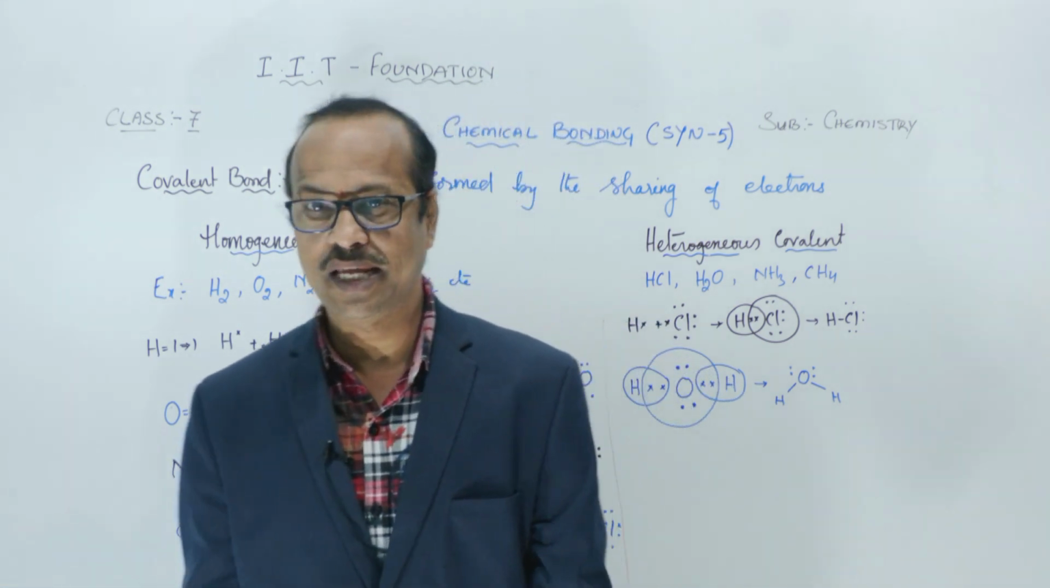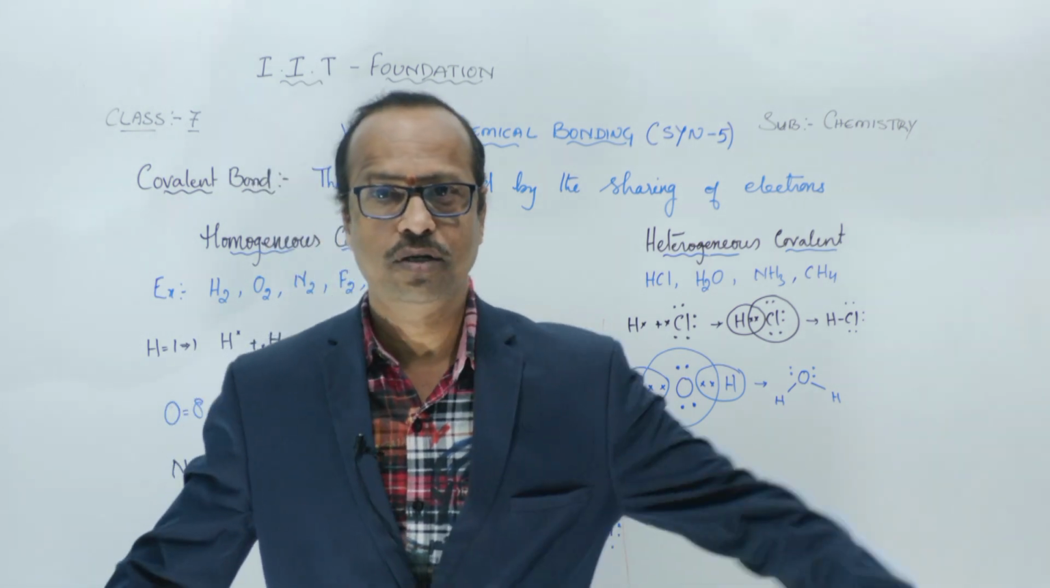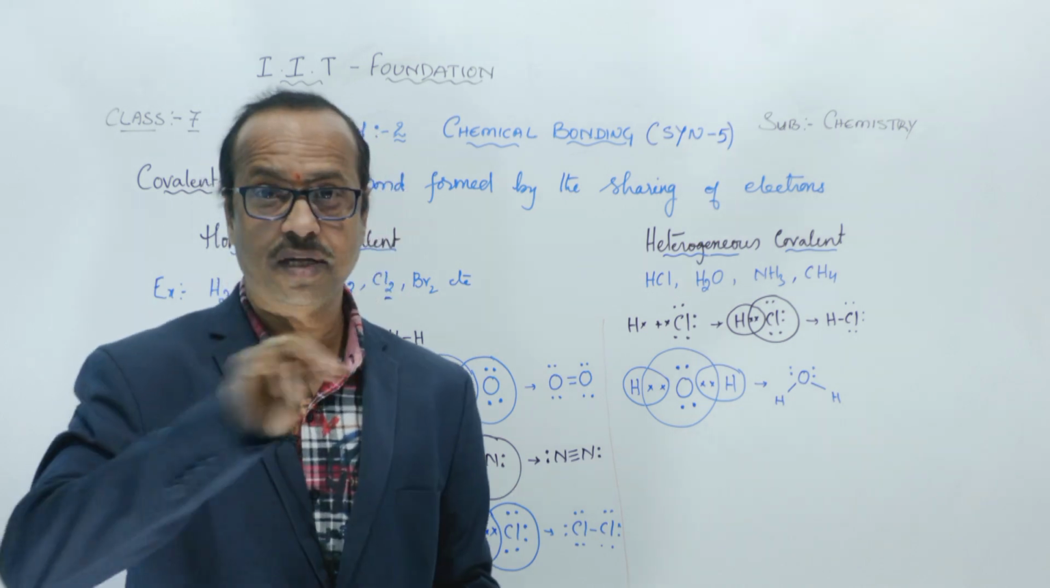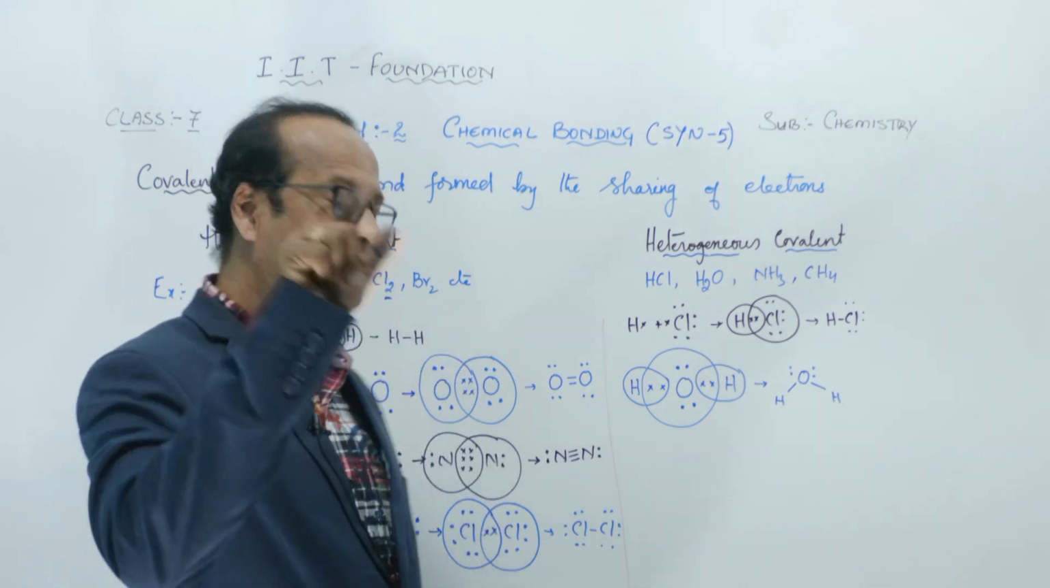Okay. So total 3 hydrogens are there. 1, 2, 3. So 3 hydrogens. Okay. So nitrogen is combined with 3 hydrogens. How will it combine with 3 hydrogens? Now let us see.